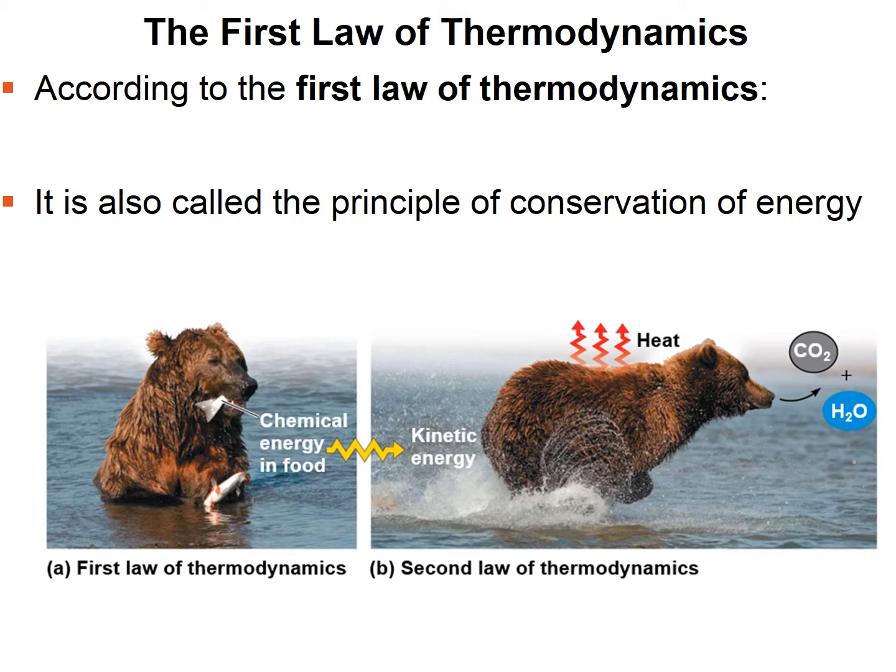According to the first law of thermodynamics, energy of the universe is constant. It can be transferred and transformed, but it cannot be created or destroyed. It's also called the principle of conservation of energy. So, for example, the electric company doesn't make energy, it converts it to a convenient form. On the left hand side, we see an example of a bear eating fish. He's converting that chemical energy in food to kinetic energy and other forms.